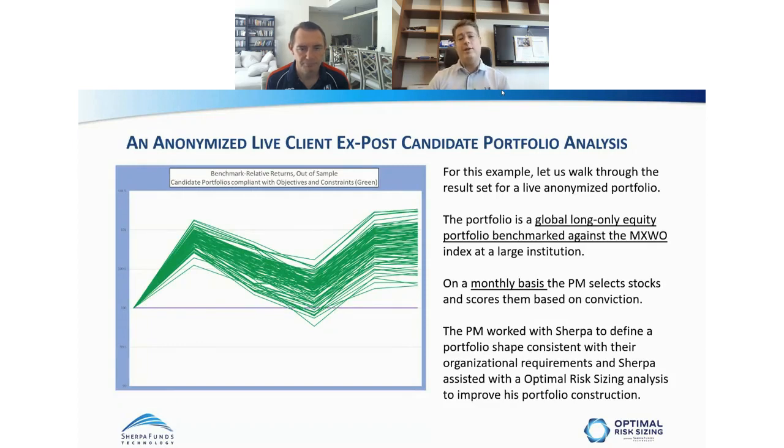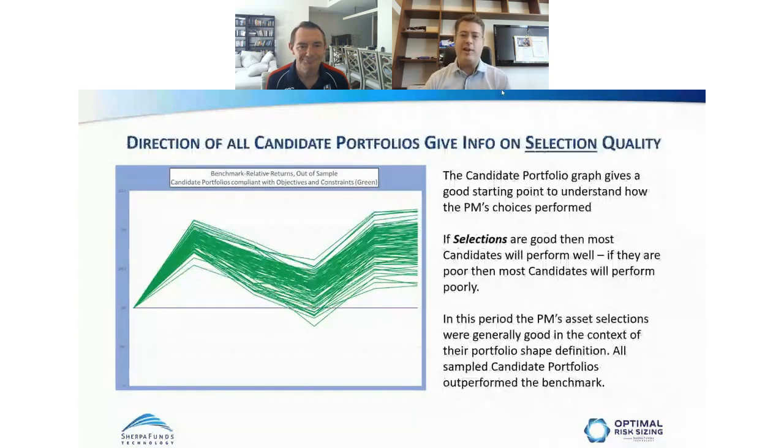So what we're going to talk about today is going to be all in this portfolio, all in benchmark relative long only equity space. So Richard, what do we mean by selection? What can we take away from this? Well, hey, Stephen, thanks very much.